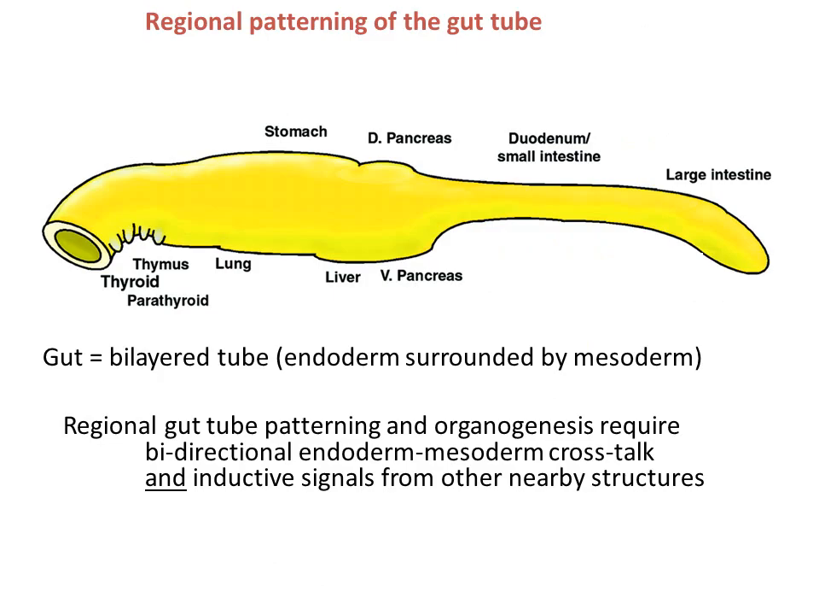Regional patterning of the gut tube. The gut is a bilayer tube: we have endoderm surrounded by mesoderm. As I said, the gut forms by folding of endoderm with mesoderm. Endoderm is inside and mesoderm is outside. The regional gut tube patterning and organogenesis require bidirectional endodermal-mesodermal crosstalk and inductive signals from other nearby structures.